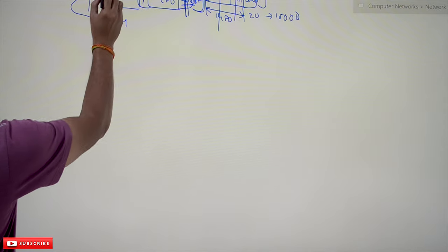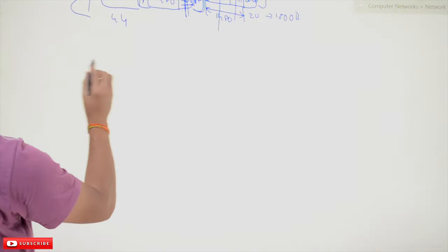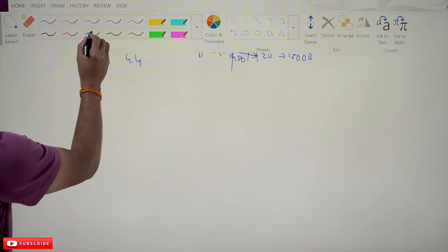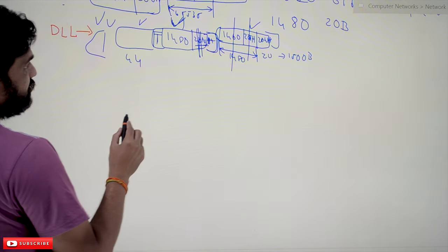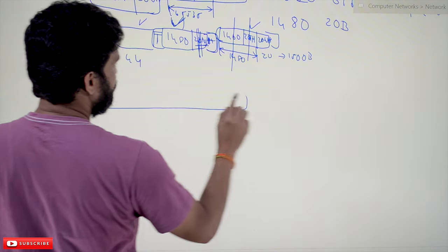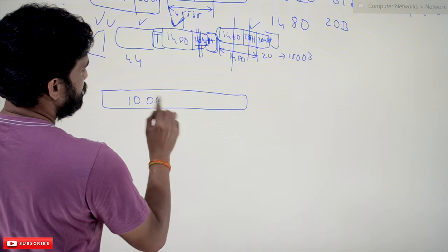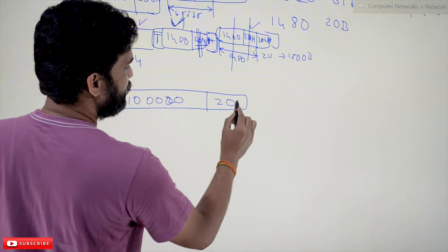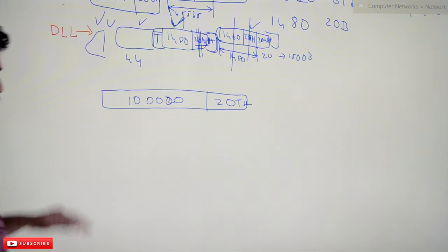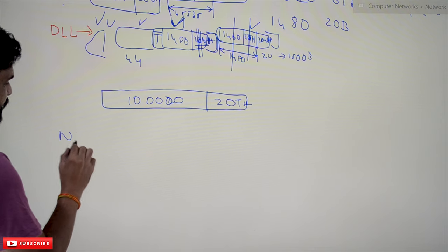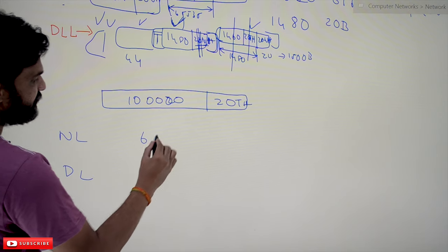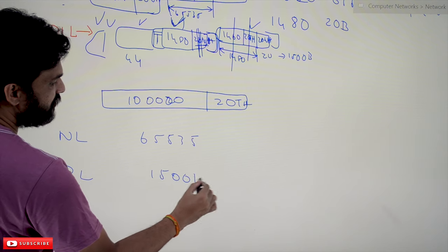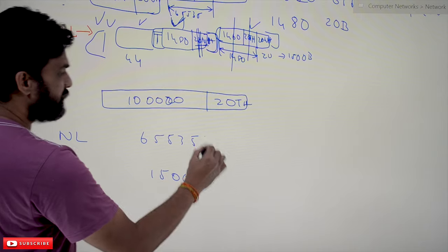Okay, how those things happen in reality is, as we have this much data with the transport header, there are some limitations at the network layer and data link layer. The network layer limitation is 65535 bytes and the data link layer limitation is 1500 bytes.